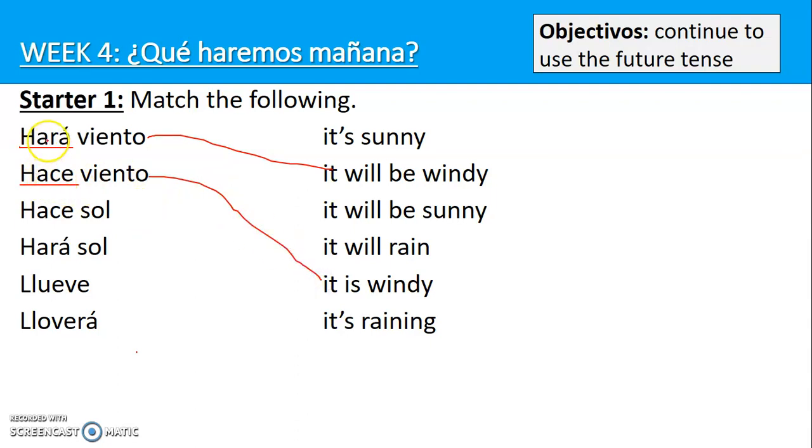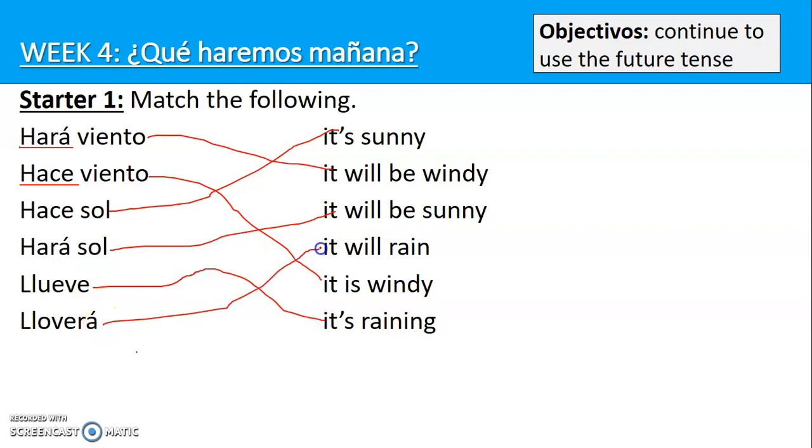And just like hará means it will do, this is the present tense, this means it does wind. But obviously we wouldn't ever say it does wind, we'd say it is. And hace sol is going to be it is sunny. And then hará sol, it will be sunny. And then llueve, it's going to be it is raining. And then lloverá, it will rain.